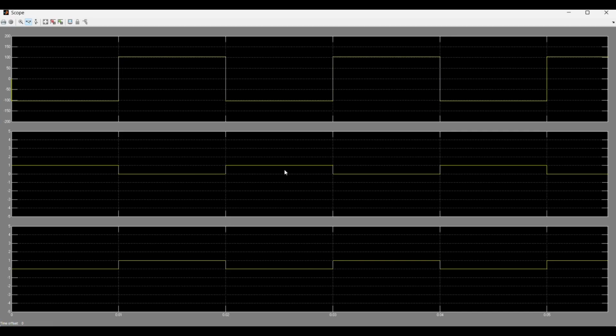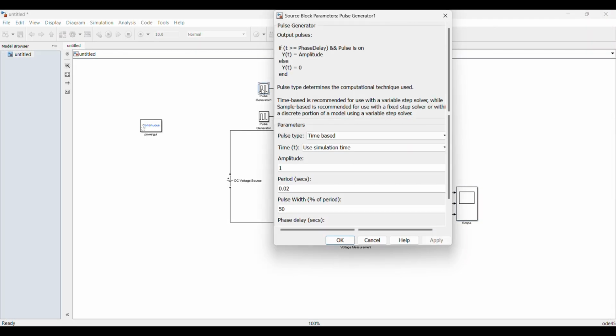This is for 50% pulse width, but remember, according to the theoretical explanation, we need to provide a delay, which is the dead time. We set the dead time by adjusting the pulse width. For example, instead of considering 50% as the pulse width, for a 5% dead time, we set pulse width to 45. 50 minus the dead time percentage. So for a 5% dead time, we set 45.